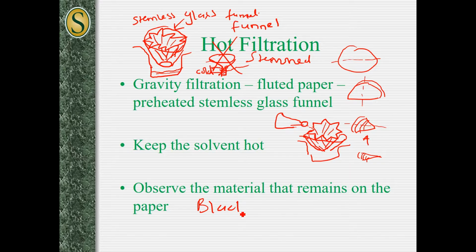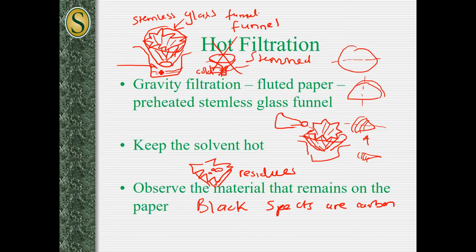Now, as filtration continues, on the filter paper you're going to see black specks. Those black specks are carbon. The material that is trapped on the filter paper, the general term for those particles, is called residue. And the liquid that passes through the funnel, the liquid that will be dripping down, is called a filtrate. So the residue on the filter paper will be the carbon and any sand, any insoluble impurities.